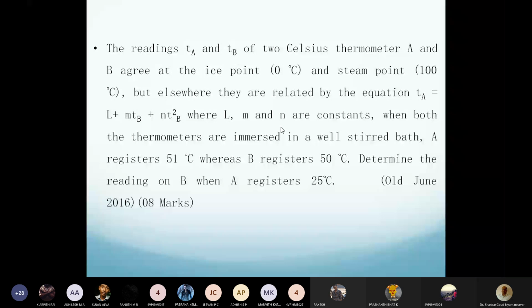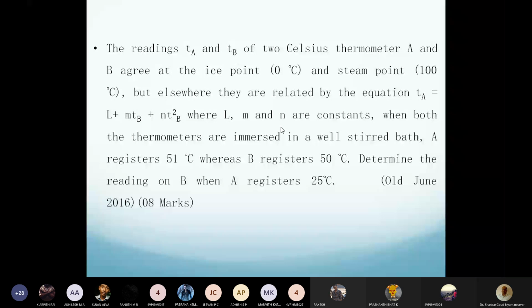In this, you have to substitute the third condition. What he has given is to determine the reading on the B scale. That means you have to find TB when A registers 25. That means TA is given. So in this equation, substitute the TA value 25 and find TB. It is a solution to a quadratic equation. It's slightly difficult. Do that. Not a straightforward answer.